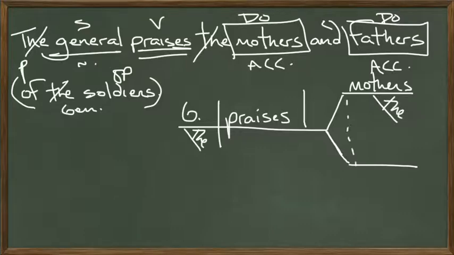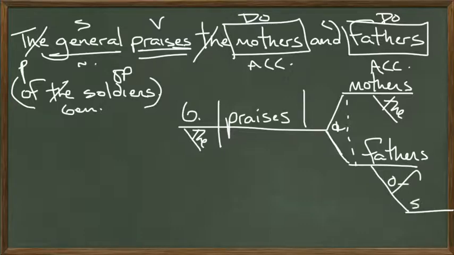And we'll join the conjunction here, and I'm just going to stick the symbol in there for and. He praises the fathers. And then of the soldiers, technically it's the mothers and the fathers of the soldiers, but we'll just put of the soldiers underneath fathers. Of soldiers, we're going to abbreviate it because I'm running out of room. Okay, so the general praises the mothers and the fathers of the soldiers.